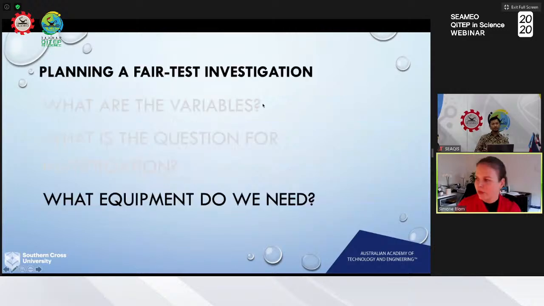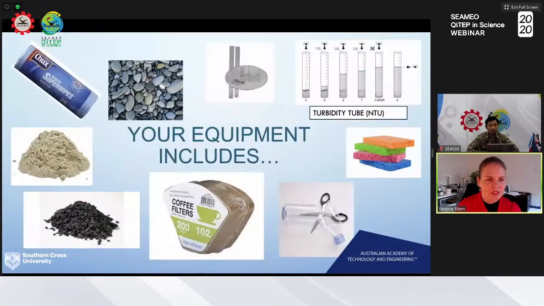Okay, so we know what the variables are. We know what our question is. What equipment do we need? One thing I love about this module is that it's all stuff you have at home. It's getting a water bottle and cutting it in half and using one half as your water filter, your funnel, and one half as your beaker where you'll collect your water sample after you've created your filter.